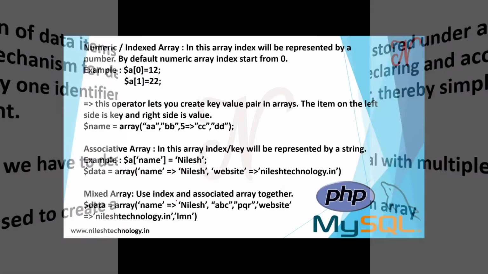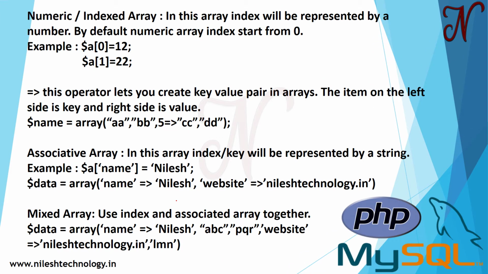So next one is that there are two ways to define an array. First one is the numeric or the index array, and second one is the associative array. So numeric or index array, in this array the index will be represented by a number. So by default the numeric array index starts from 0. So these two examples: A at the 0th position, assign the value 12, and A at the first index assign the value 22.